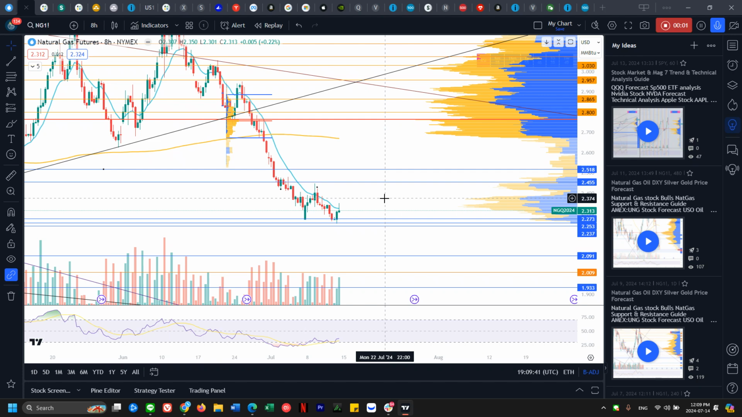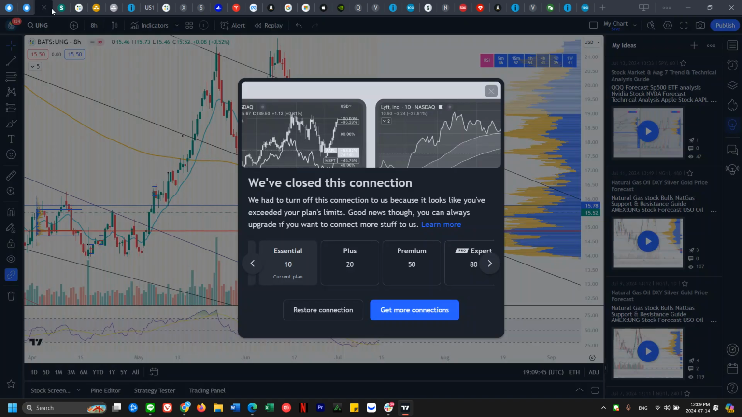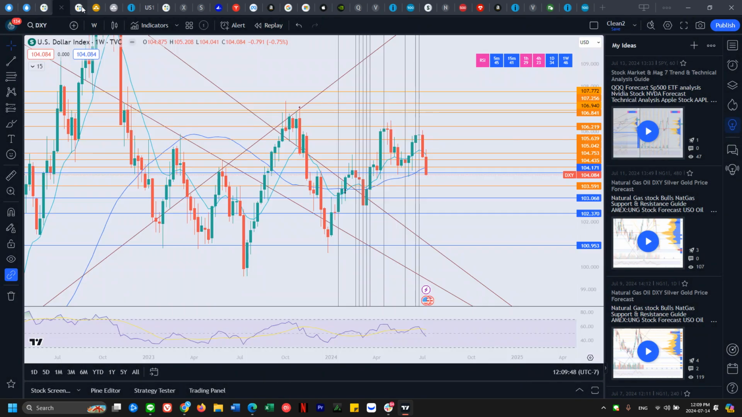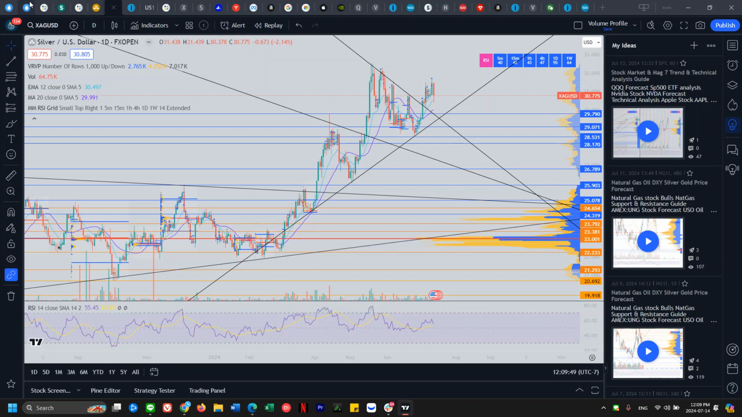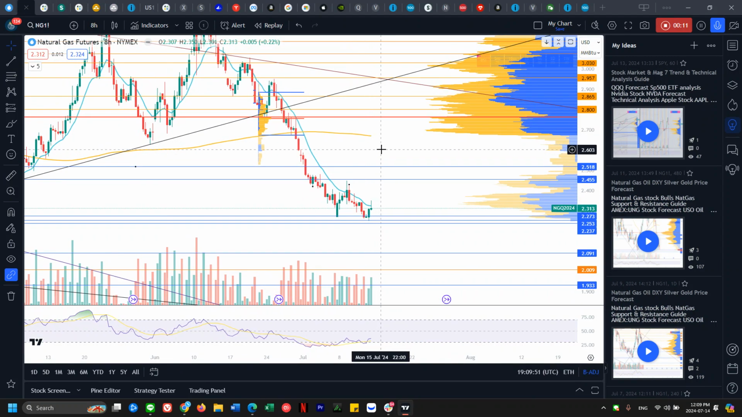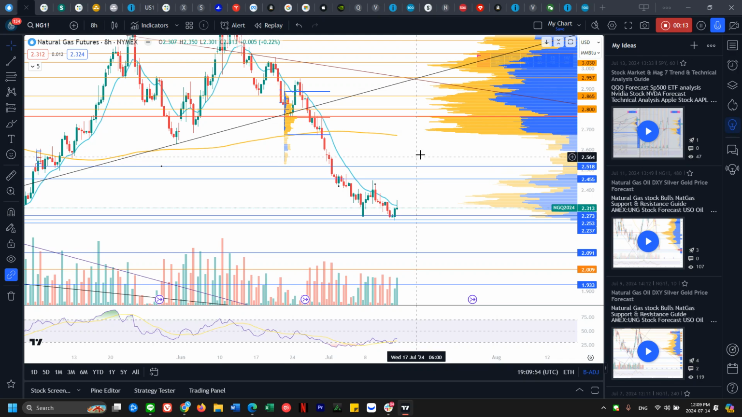This is where we keep technical analysis simple and easy to understand. And we will be going through natural gas, UNG, US dollar, oil, gold, and silver. So we'll be looking at their support and resistance levels and the most likely scenario price we're heading into later next week.